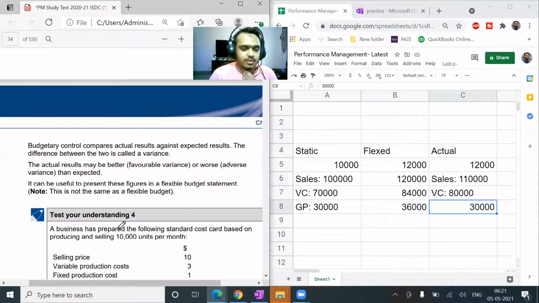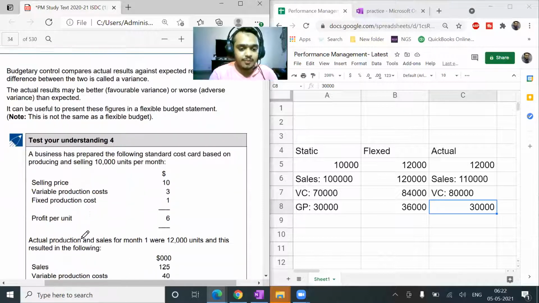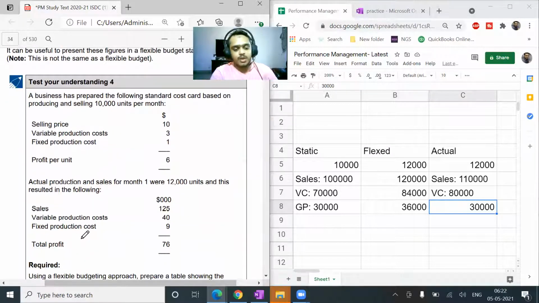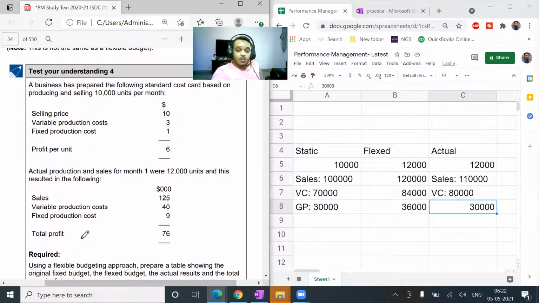Budgetary control, actual results matter. And now when the actual results matter, there will be variances, whether adverse or favorable. You need to go in depth and evaluate why you have got a variance, first of all, whether it's adverse or favorable, that depends. But why you have got a variance, that is the question asked. That should be there. Now, there is another question which is going towards a flexible approach.